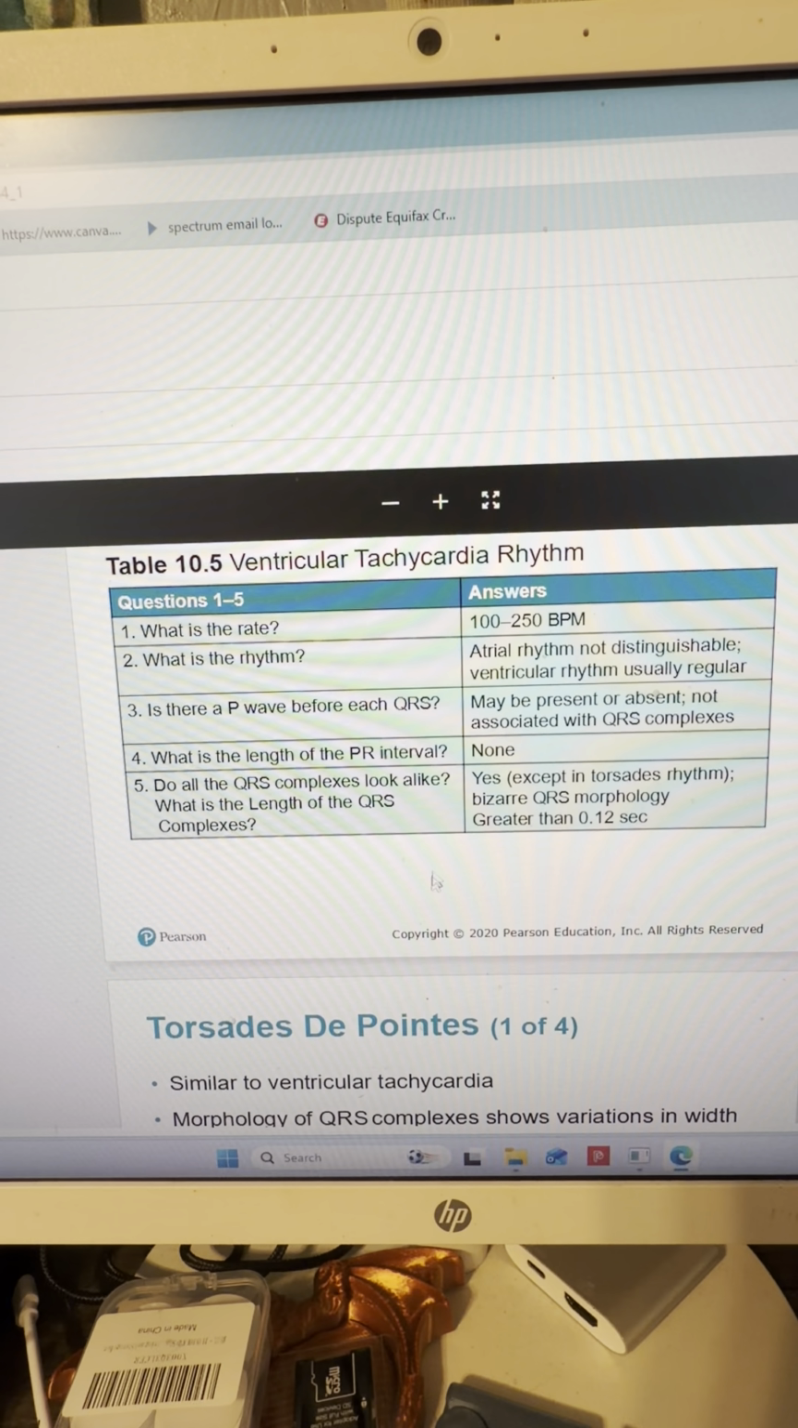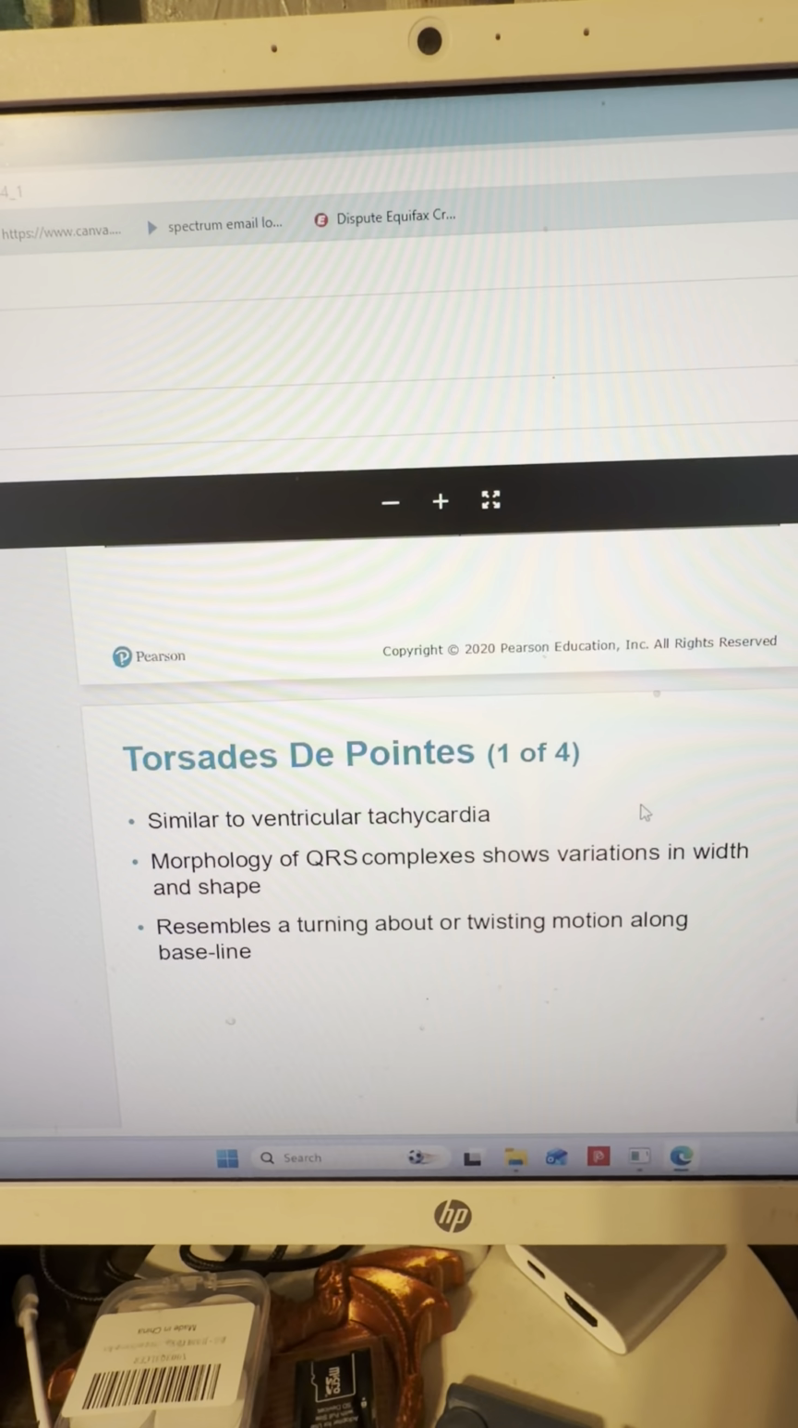Sorry. These are the rules for it. Rates 100 to 250. There's no atrial rate because you can't discern P waves. It's usually regular. P wave before each QRS may be present or absent, but they're not associated with QRS complexes. There's no PR interval. The QRSs look alike except for in a torsades, which we'll talk about in just a second. But there's a bizarre QRS morphology. It's stretched out to greater than 0.12 seconds or 3 little boxes.